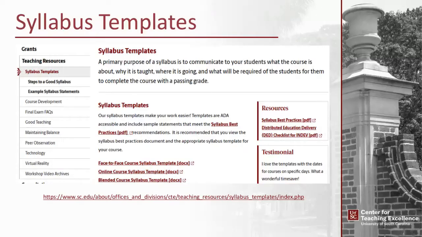So a primary purpose of a syllabus is to communicate to your students what the course is about, why it is taught, where it is going, and what would be required of the students for them to complete the course with a passing grade. Because students normally view your syllabus as a contract, it's important to be as clear as possible and to avoid changing major aspects of your syllabus after the first day of class.